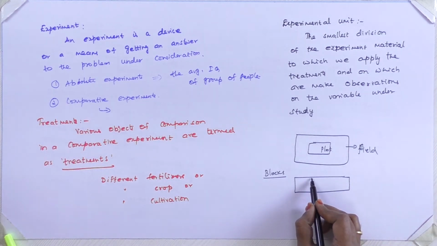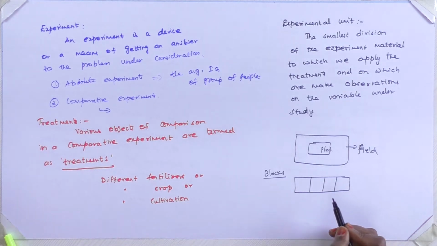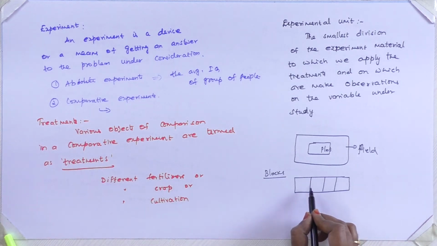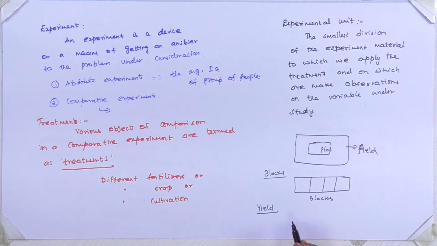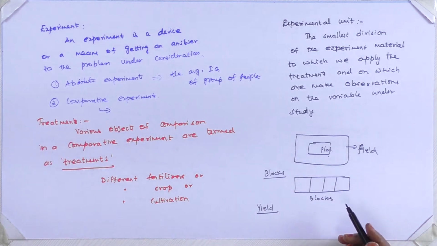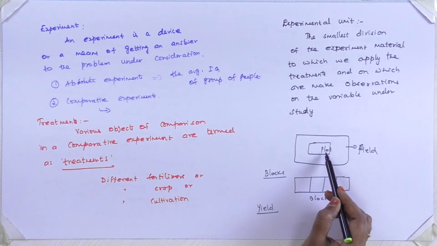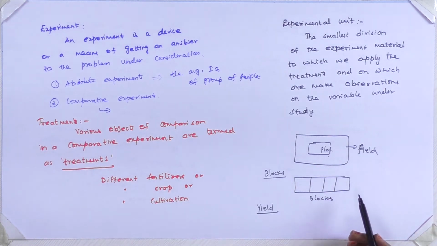The experimental field can be divided into homogeneous subdivisions. These are called blocks. Yield is the measurement of the variable under study on different experimental units. Example, the plot in a field experiment is called as yield.